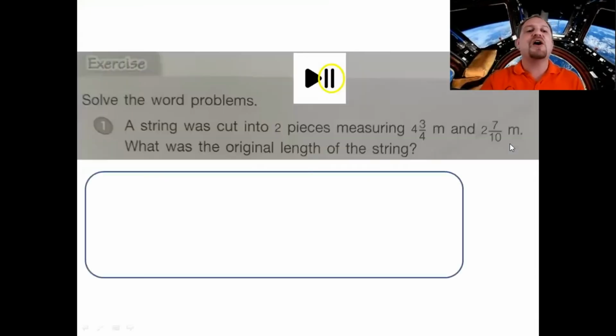Okay, so question 1, a string was cut into 2 pieces measuring 4 and 3 over 4 meters and 2 and 7 over 10 meters. What was the original length of the string? Original means what was the string at first, before they cut the string. Okay, good luck, press pause.